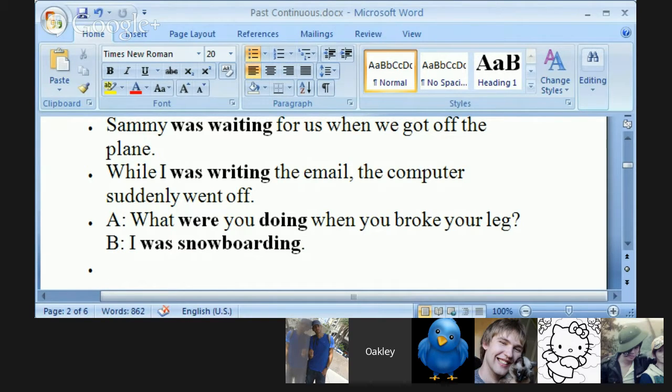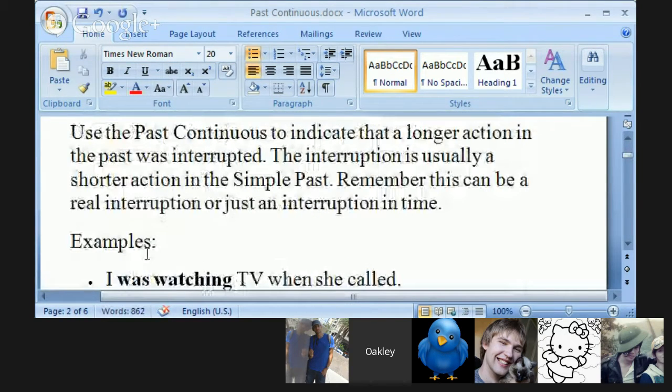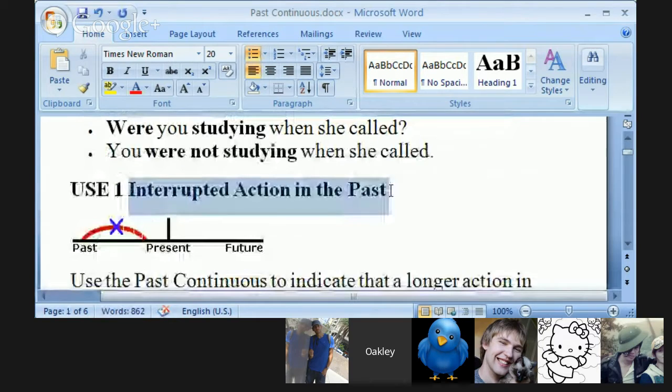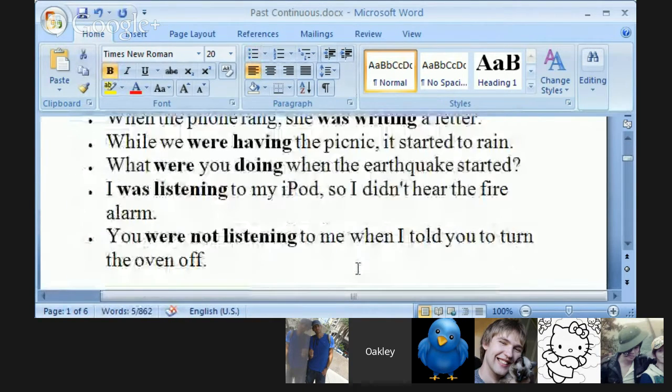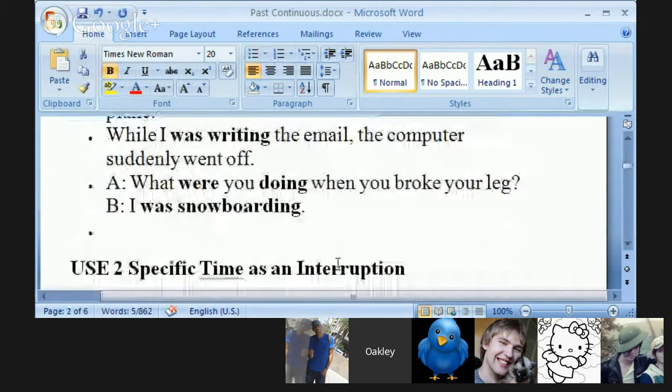Okay, let's try it out. Heidi, I'm going to start with you. Again, what you're trying to do is form a sentence with an interrupted action in the past. Okay, give it a shot. I was walking down the sidewalk when a car honked.